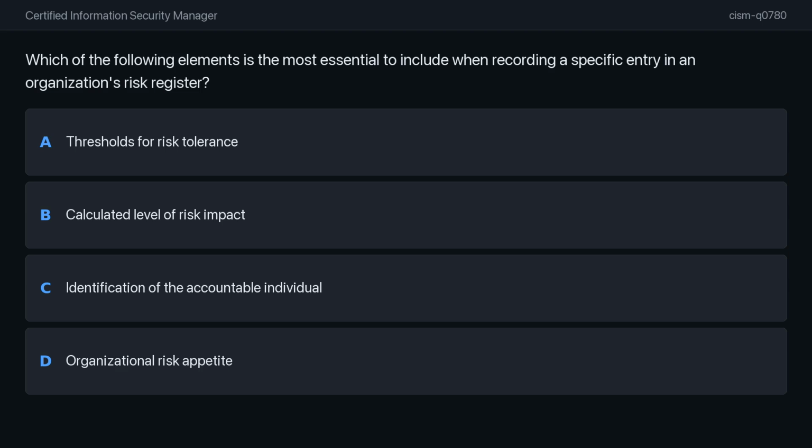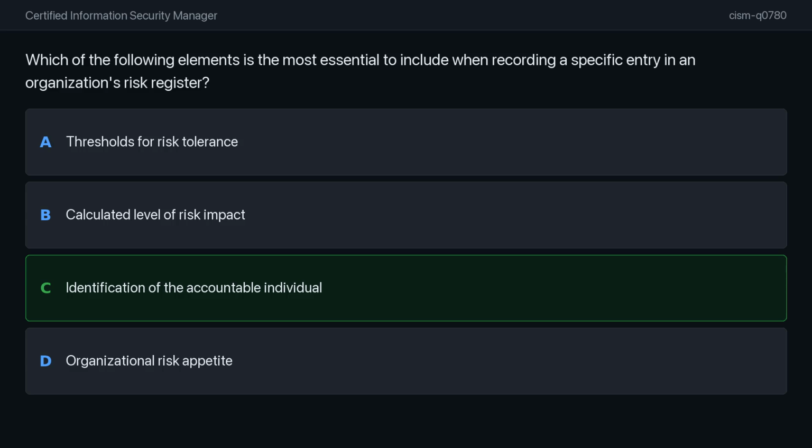To understand this, consider the function of a risk register within an organization. It acts as a central repository meant for documenting potential threats to business objectives. The question asks us to identify the single most fundamental component for every entry. We are looking for the specific element that transforms a static observation into an active part of the risk management process, ensuring that the register serves a practical operational purpose.